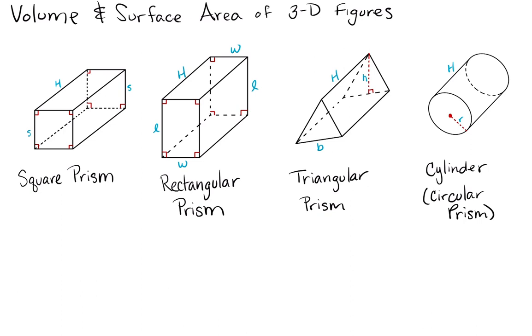The last one is a cylinder. A cylinder is not technically considered a prism, but you can think of it like a circular prism because you have two circles that run parallel and are connected by a height of some kind. And then on those edges where we have the circles, we also have a radius of the circle, which we can use in our calculations to figure out volume and surface area.